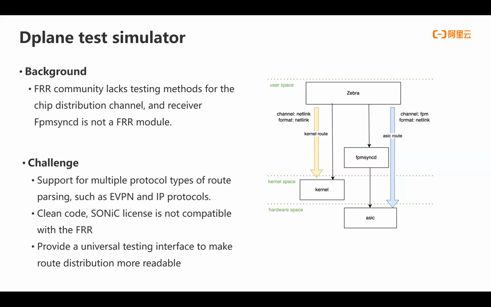There are a few challenges. Support for multiple protocol types for route passing, because EVPN and IPv6 routes are different. And I need to write clean code because the SONiC license is not compatible with FRR. The SONiC license is Apache 2. Also, I want to provide a universal testing interface to make route distribution more readable.